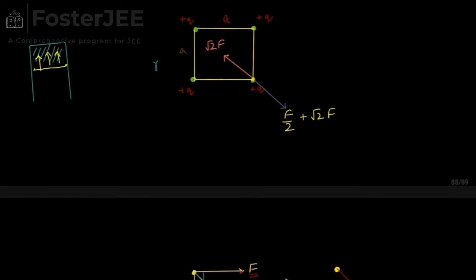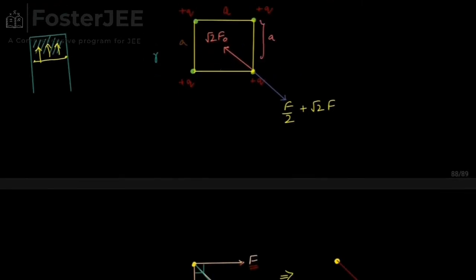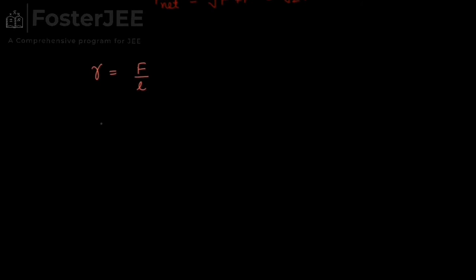Now, let's say this is F naught, because this is also F, so let's not confuse. Now we have to see the value of F naught. Since surface tension gamma is force per unit length, and here the length of the wire is A, F naught becomes gamma times A.